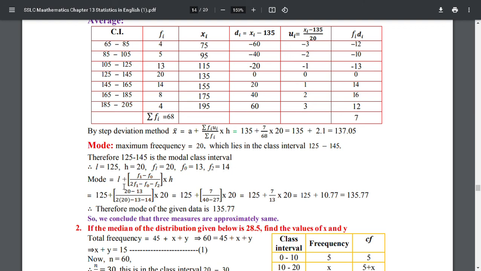Therefore, mode is equal to L plus (F1 minus F0) divided by (2F1 minus F0 minus F2) into H, is equal to 125 plus (20 minus 13) divided by (2 into 20 minus 13 minus 14) into 20, is equal to 125 plus 7 divided by (40 minus 13 minus 14 is equal to 13) into 20, is equal to 125 plus 7 by 13 into 20, is equal to 125 plus 10.77, which is equal to 135.77.